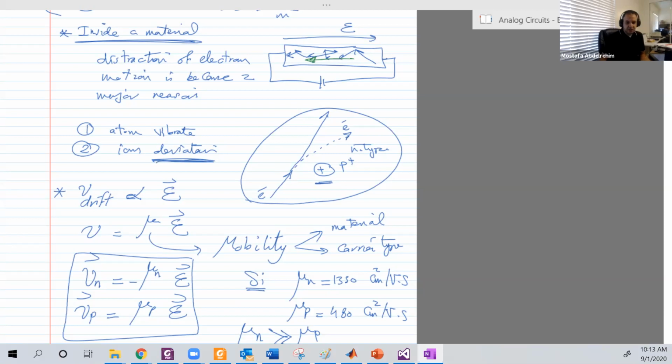And lastly, we said that mu is just a constant for the material and also for the carrier type itself. So for silicon, for example, at room temperature, mu n is 1,350 and mu p is 480. And we said that the motion of holes is always more restricted than the motion of electrons. That's why you always have mu n larger than mu p.